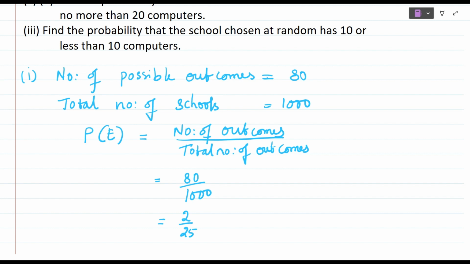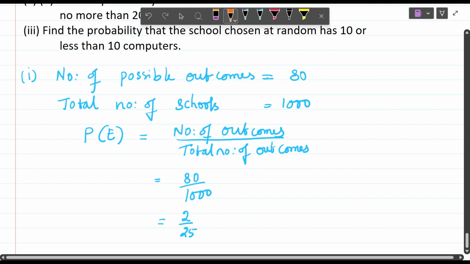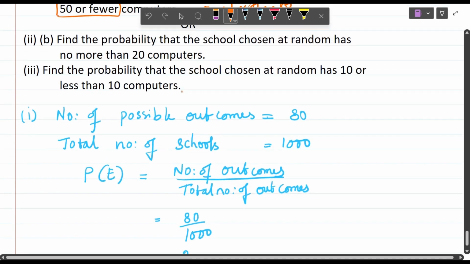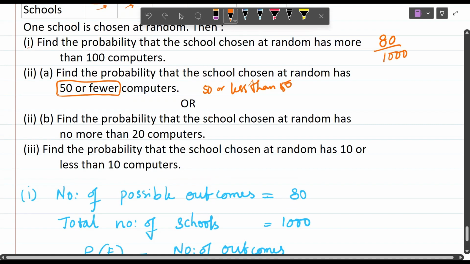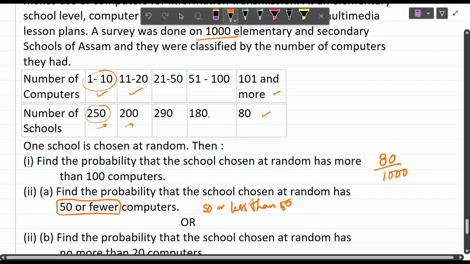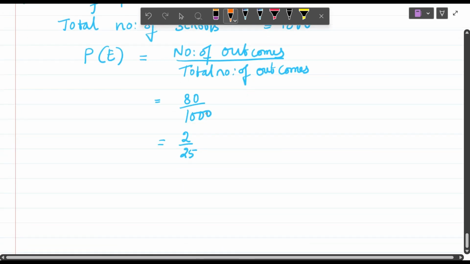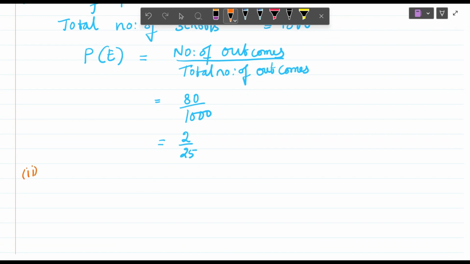Let us see the second one, both parts of the answer. So what are they asking in the second one? 50 or fewer number of computers. 50 or fewer number of computers means 50 and less than 50. That is 250, 200 and 290. Clear? So in the A bit, number of possible outcomes.